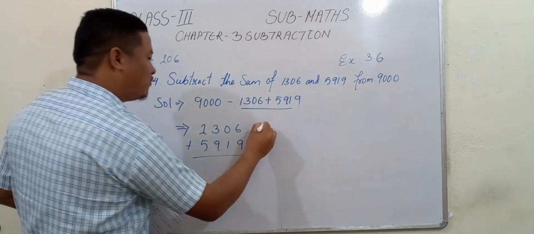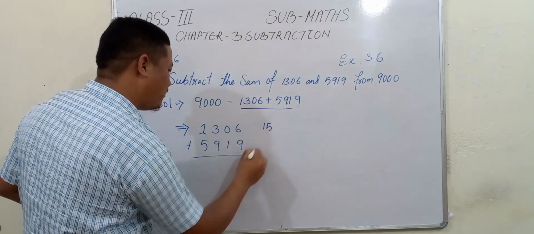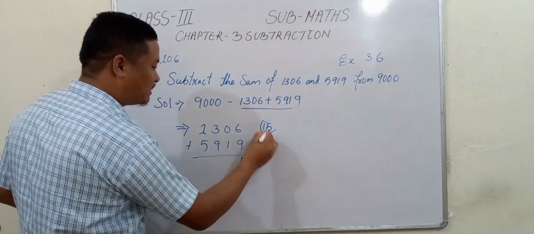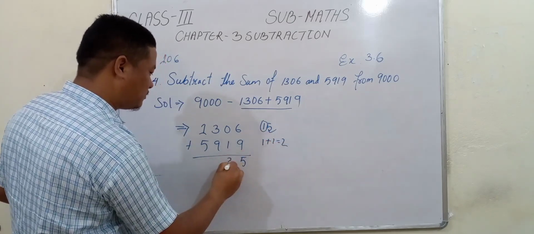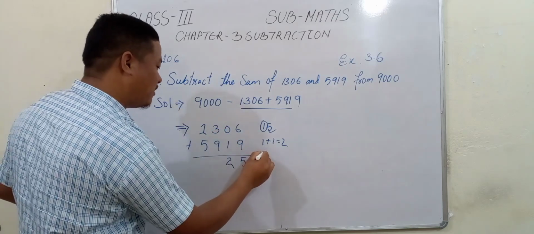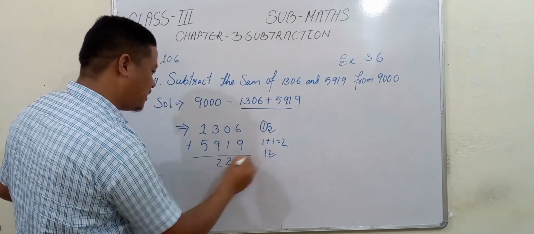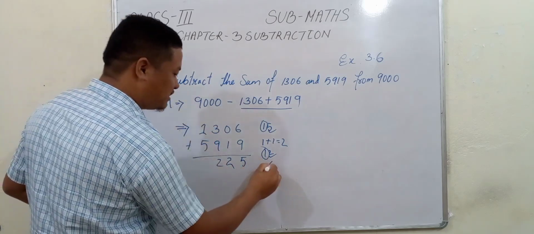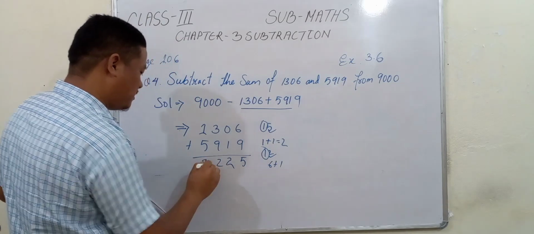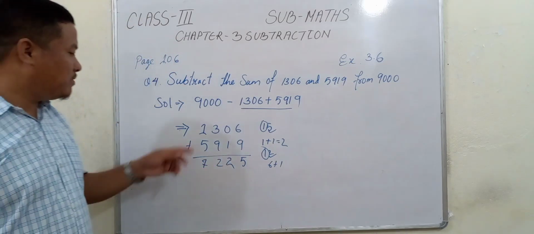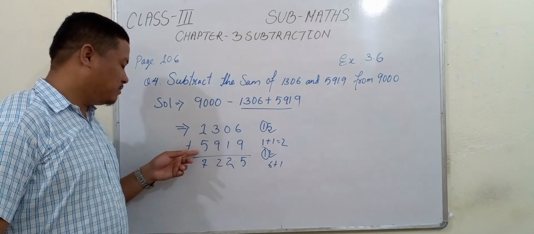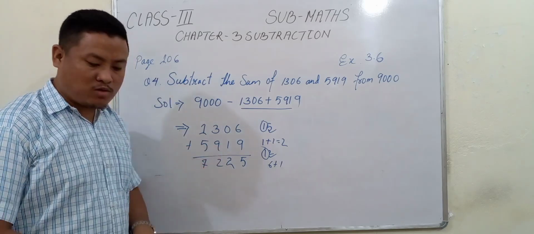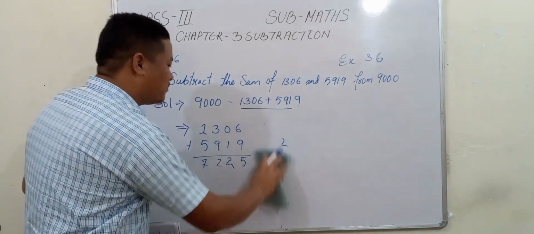9 plus 6, 15. We'll write 5 here and 1 will be remainder. 0 plus 1, 1 plus remainder 1, 2. 3 plus 9, 12. 2 will write here and 1 will remainder. 1 plus 5, 6. 6 plus remainder 1, 7. Now we have the sum of these two numbers, 1,306 plus 5,919. We have sum 7,225.